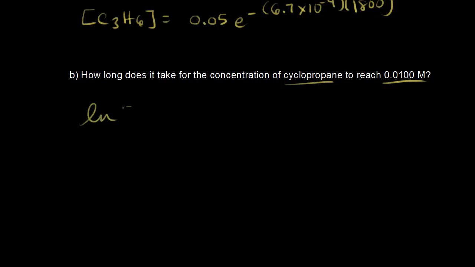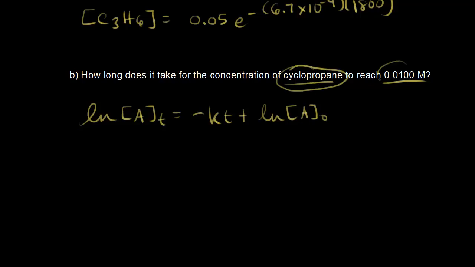The natural log of the concentration of A is equal to negative kT plus the natural log of the initial concentration of A. And let's plug in what we need here. So the concentration of cyclopropane to reach 0.01 molar. So that's our concentration here, right? That's our concentration at some time.